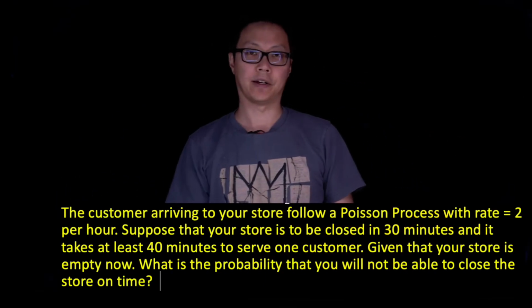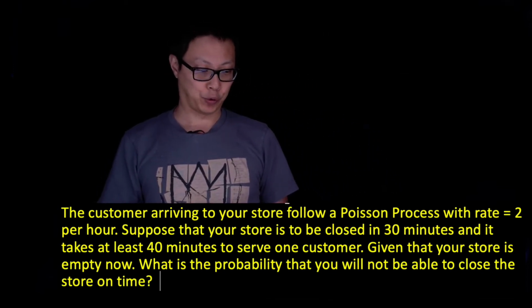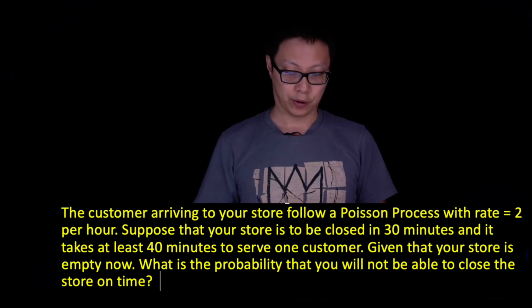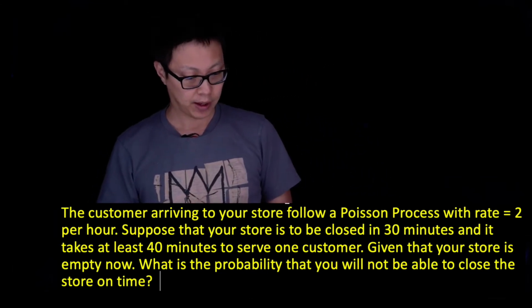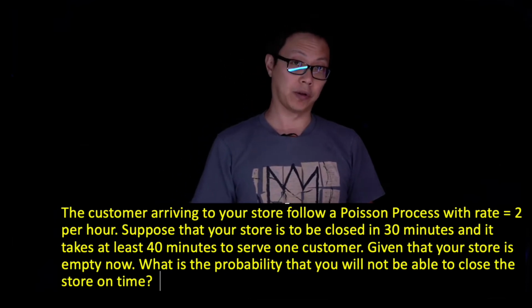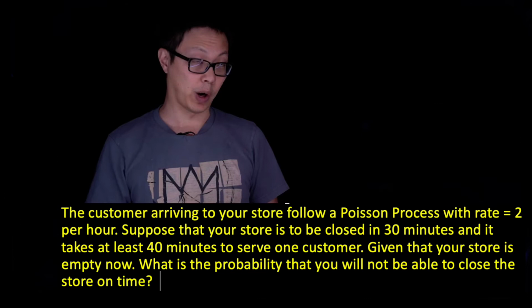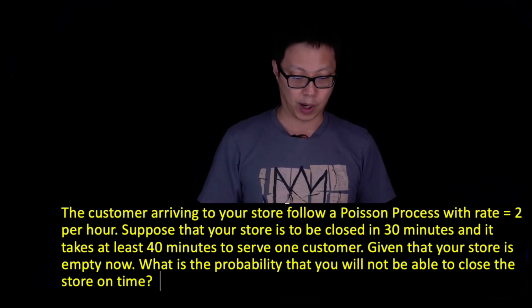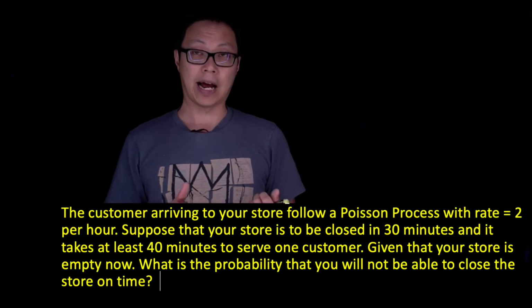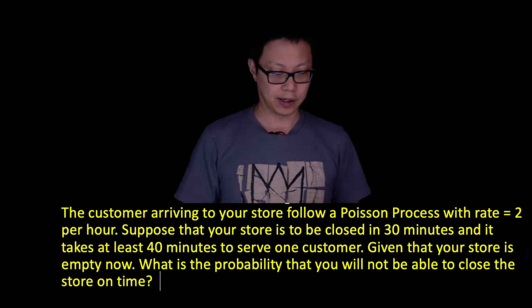Now, let's take a look at the next example. The customer will arrive to your store at a rate of 2 per hour and you follow a Poisson process. Suppose that your store is to be closed in 30 minutes and it takes at least 40 minutes to serve 1 customer. Given that your store is empty now, what's the probability that you will not be able to close the store on time? So let's see what does that mean.